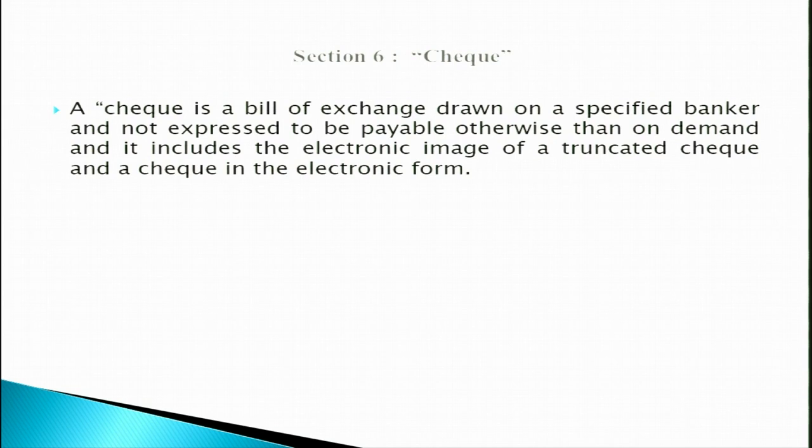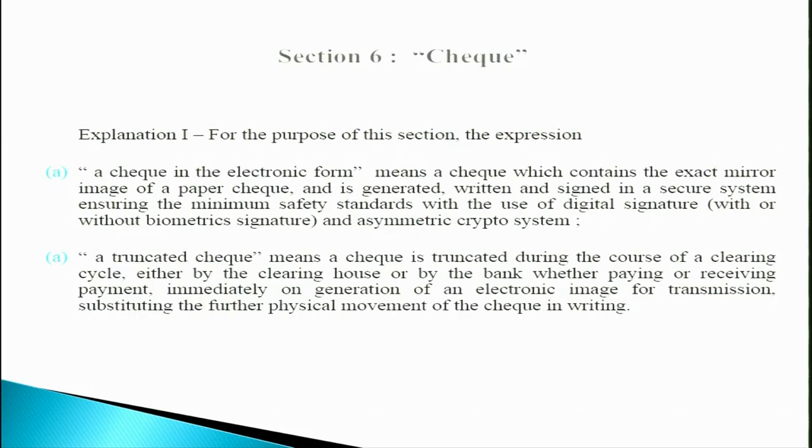Check. This is the most common instrument we use in our day-to-day life. A check is a bill of exchange drawn on a specified banker and not expressed to be payable otherwise than on demand, and it includes the electronic image of a truncated check and a check in the electronic form. So let's understand what is a check. For the purpose of this section, the expression a check in the electronic form means a check which contains the exact mirror image of a paper check, is generated, written and signed in a secure system ensuring the minimum safety standards with the use of digital signature, with or without biometric signature. So a check can be physical and a check can be digital also.